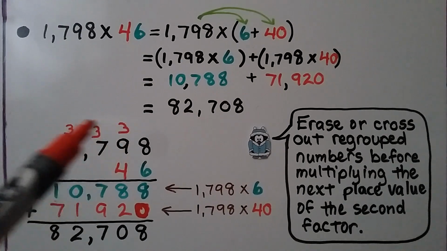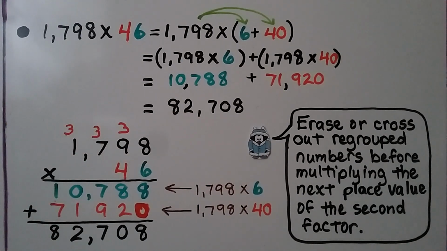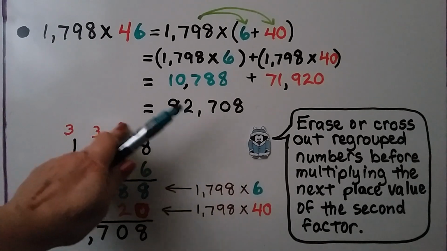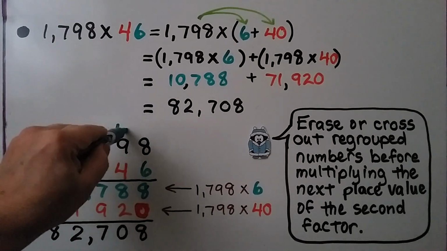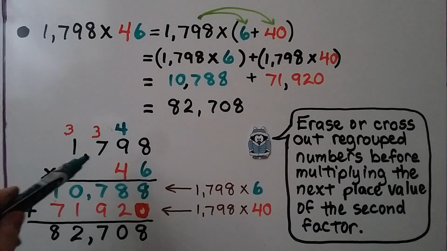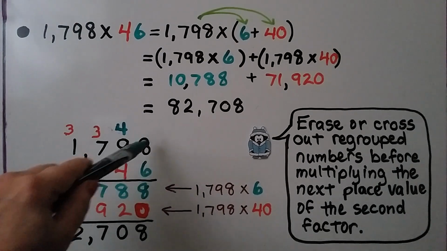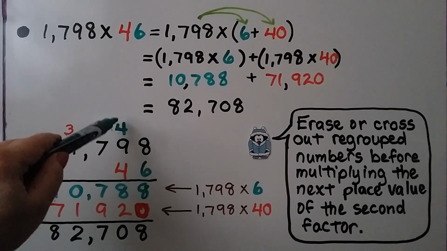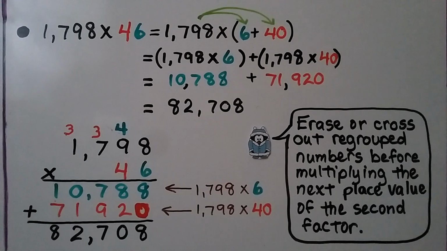You erase these regrouped numbers. We don't want to make the mistake of, when we did 6 times 8 was 48, then when we multiply 4 times 8 is 32, accidentally adding a 4 instead of a 3. We should have regrouped a 3 for the second partial product, see? So make sure you erase or cross out regrouped numbers before multiplying for the second partial product, okay?